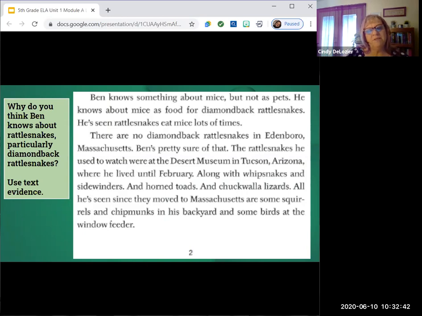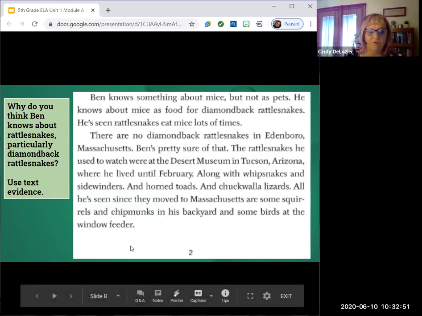So why do you think Ben knows about rattlesnakes, particularly diamondback rattlesnakes? And what evidence do you have to prove your answer?